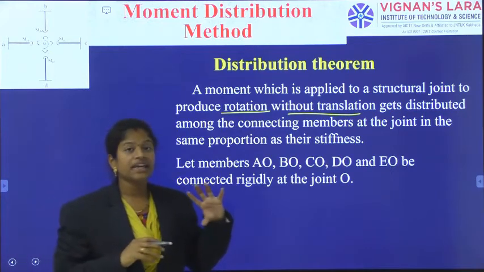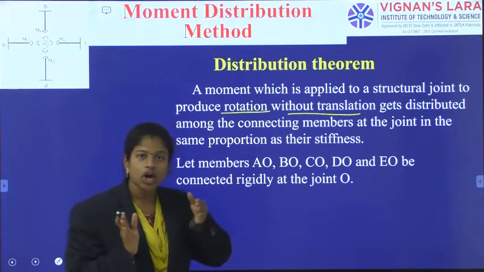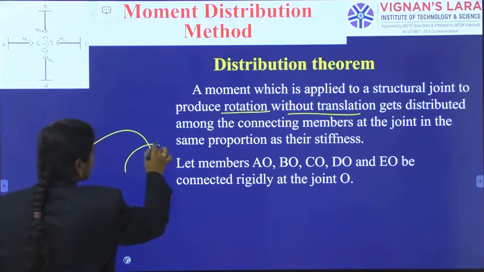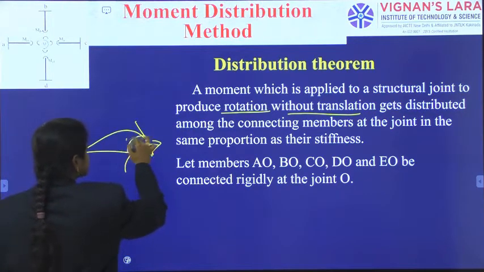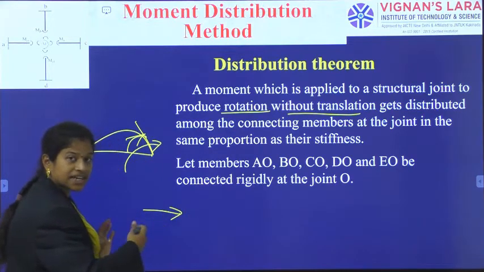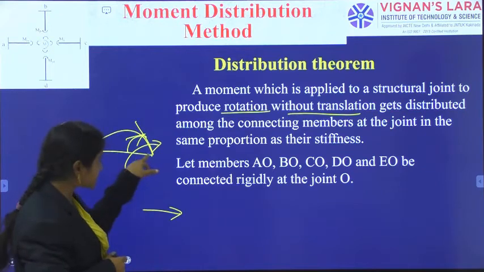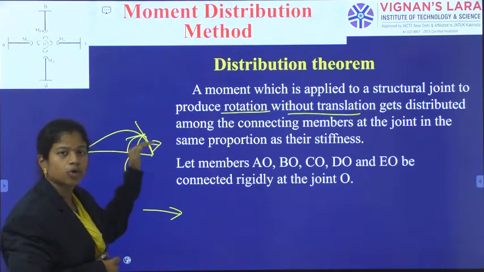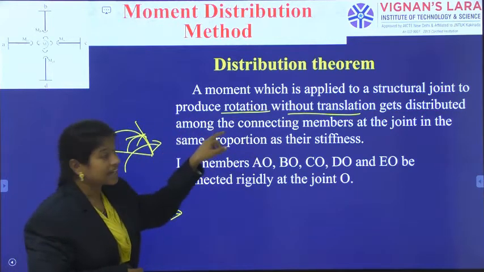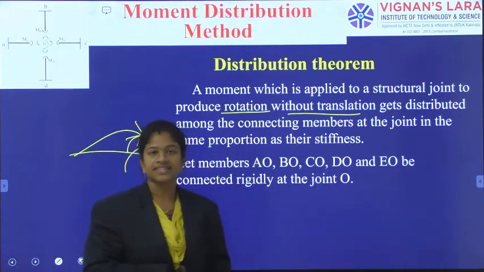Here I am providing a moment for producing rotations only, not translations. Translation means horizontal change. Rotation means the body takes a curved shape relative to the horizontal, so there is slope generation, not horizontal displacement. That is translation, moving. But here it is rotating in the same place, with the member having some rotation. And without translation, the moment gets distributed among the connecting members at the joint in the same proportion as their stiffness.